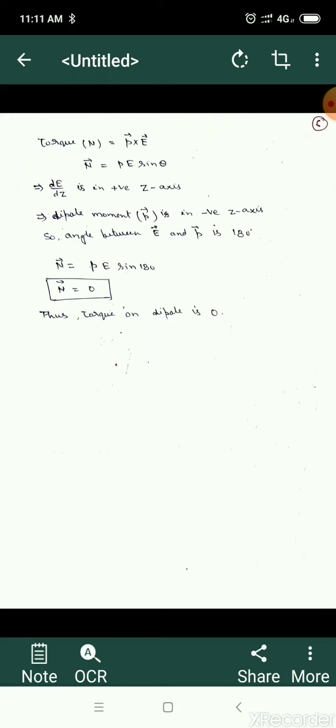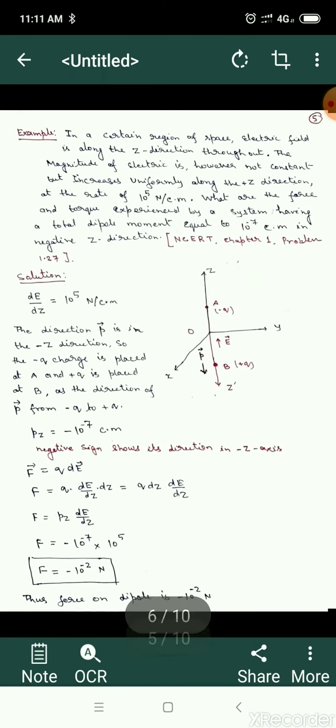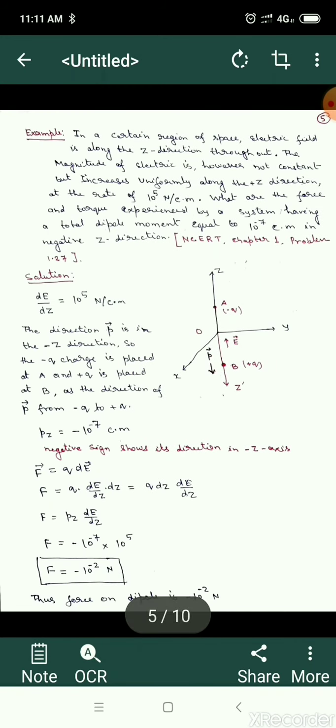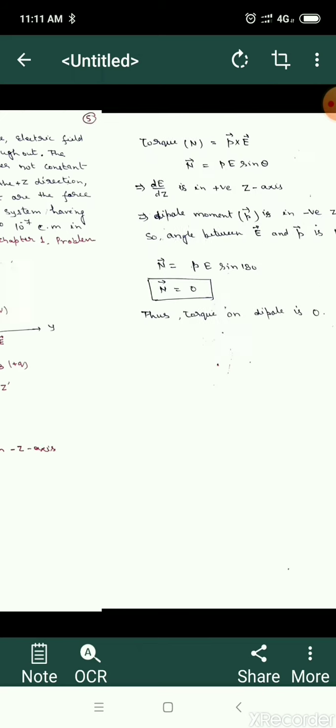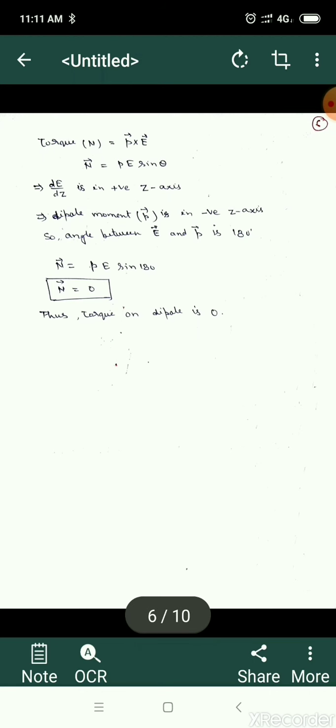That is PE sine 180. So sine 180 is equal to 0, so the torque on the dipole is equal to 0. So in this problem we have found that the force on the dipole is minus 10 to the power minus 2 Newton, and the torque is equal to 0.